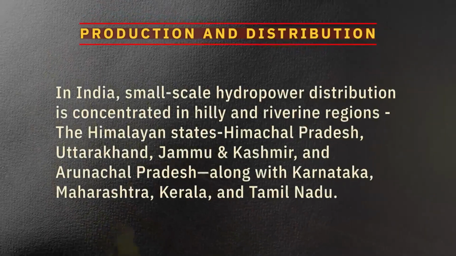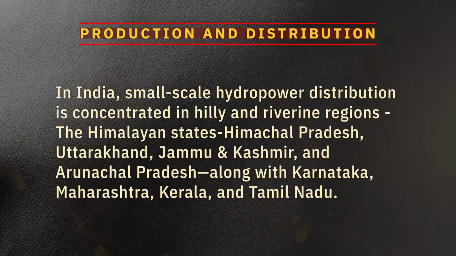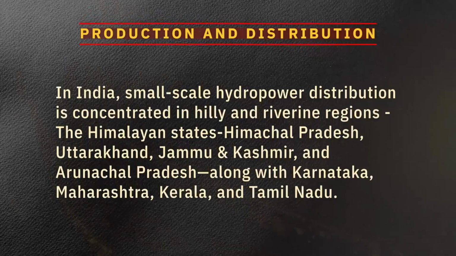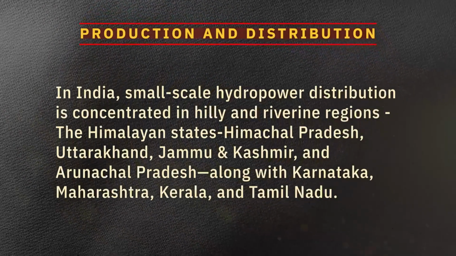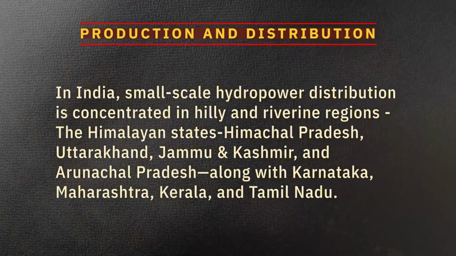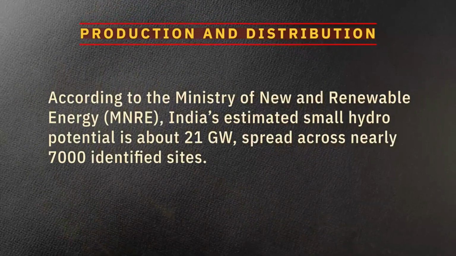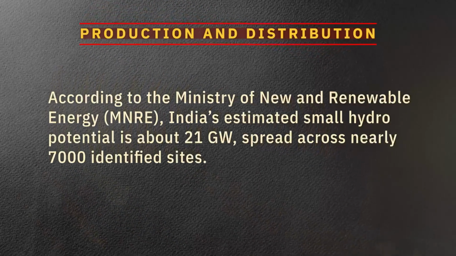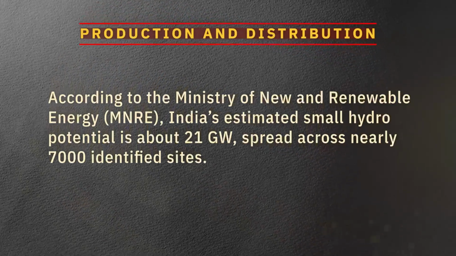In India, small hydropower distribution is also seen, mainly in the hilly terrain or the mountainous Himalayan regions, like the states of Himachal Pradesh, Uttarakhand, Jammu and Kashmir, Arunachal Pradesh, and also in the western and eastern Ghats, like Karnataka and the states of Maharashtra, Kerala, and Tamil Nadu. According to the Ministry of New and Renewable Energy, MNRE, India's estimated small hydropower potential is about 21 gigawatts spread across 7,000 identified sites or generating stations.